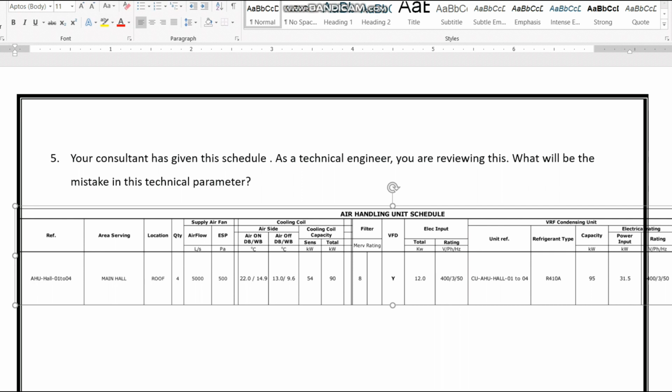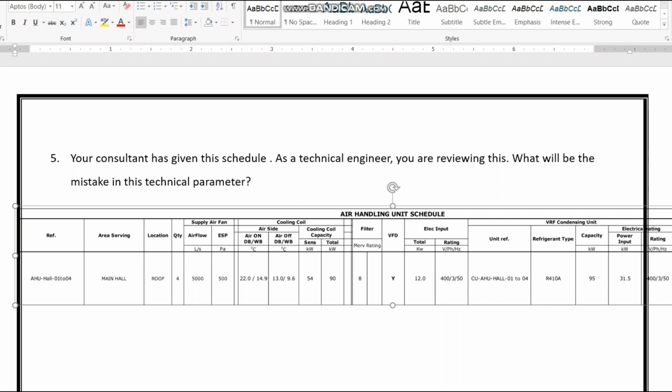If you see the cooling coil side, the air side on-coil temperature, dry bulb and wet bulb, is given, and the off-coil temperature, dry bulb and wet bulb, has been given. Cooling coil capacity, that means the sensible capacity, and the total cooling capacity are also given. We don't need to discuss the filter, VFD and electrical input further.